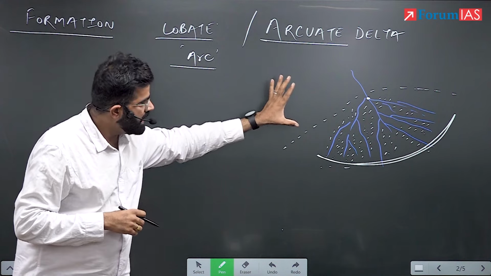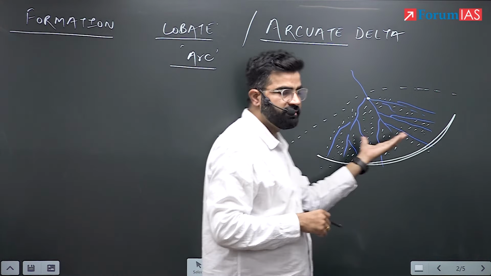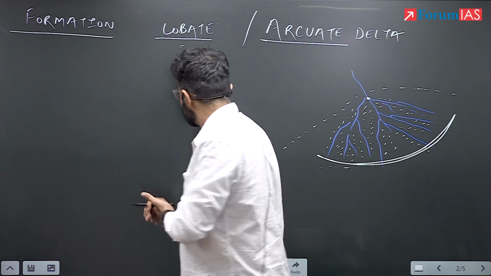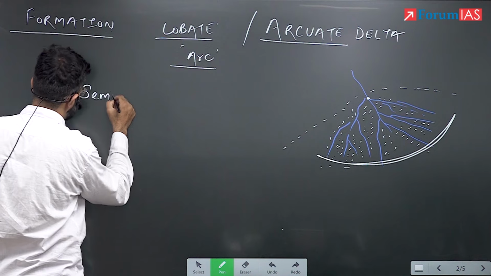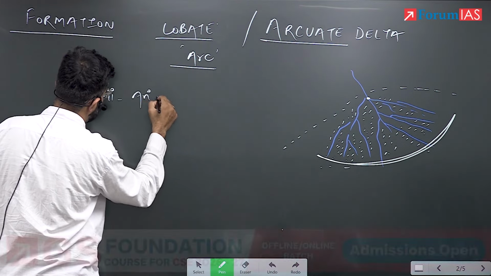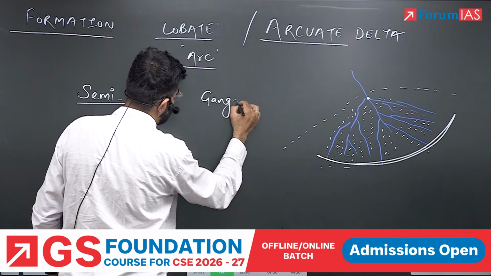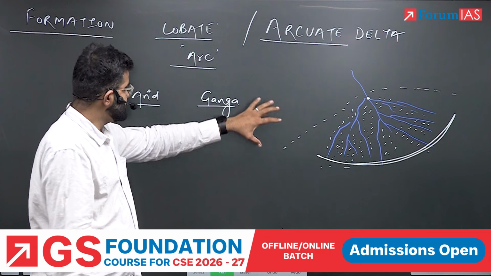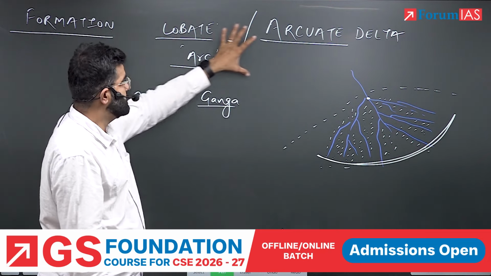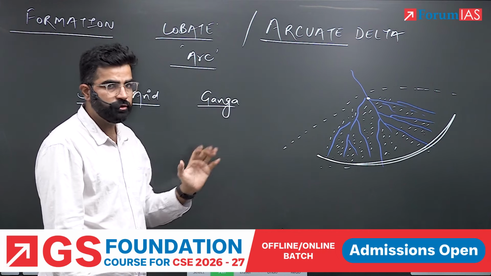Now we will understand how this type of delta will be formed, especially on the basis of the shape we are giving the name arc shape. Most often this type of delta will be formed in the semi-arid regions. For example, if we take the example of Ganga and Brahmaputra delta, it is formed in the West Bengal area, in that Bay of Bengal area. So this is the classic example of arcuate delta, and it is formed in the semi-arid region. Most often you will see.